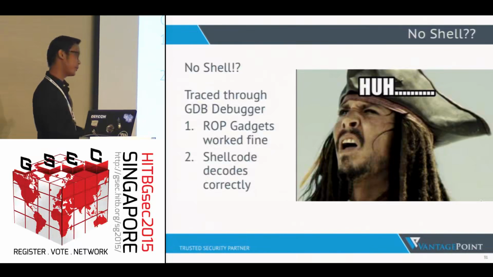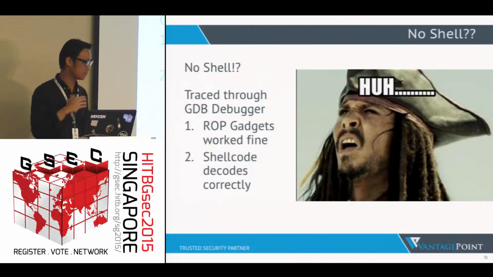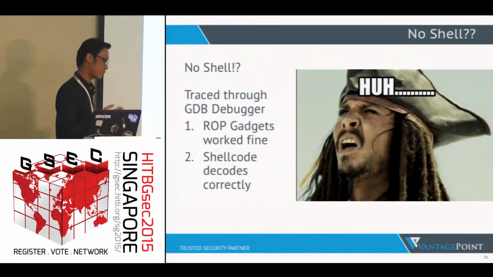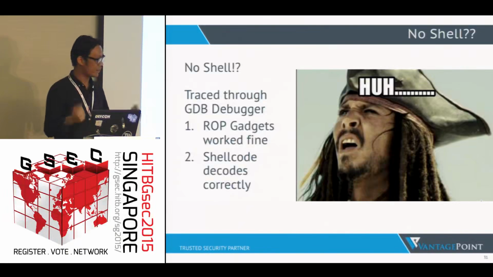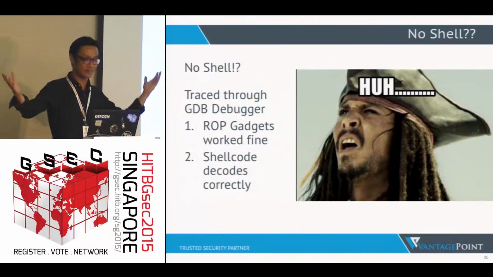Then I traced through GDB. I went line by line, instruction by instruction, and I saw the shellcode decoded correctly. I was like, okay, the shellcode decoded correctly. Why aren't I popping a shell? And the second thing that I noticed was that when I went through GDB, the shell popped. Without GDB, the shell didn't pop. I was banging my head against the wall, calling my colleagues, asking, do you know what's happening? I had no idea what was happening.